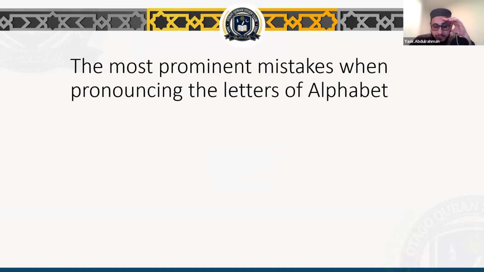The second one is making it heavy when it occurs beside a heavy letter, as in the word al-batil. Some people say al-batil, al-batil, with a heavy ba. There's no such ba in Arabic. It's ba-til. The ta is heavy, the ba is not.